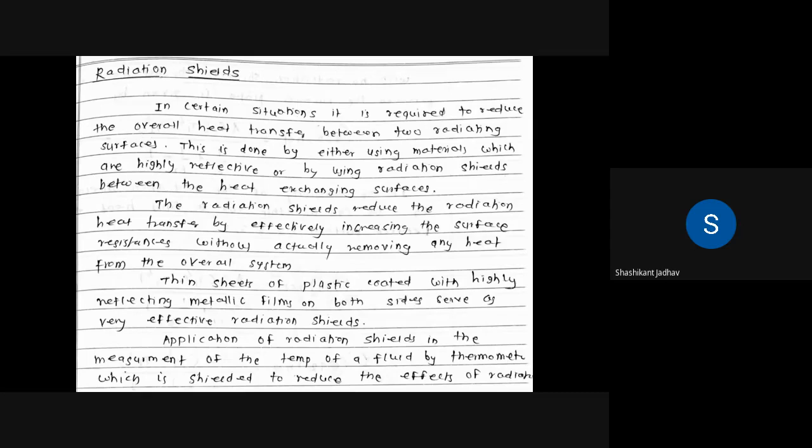So for that, this is done either by using a material which is highly reflective. So for this we have to use a highly reflective material. Okay, or by using a radiation shield between the heat exchanging surfaces. So for that we have to use this radiation shield in between these two plates.